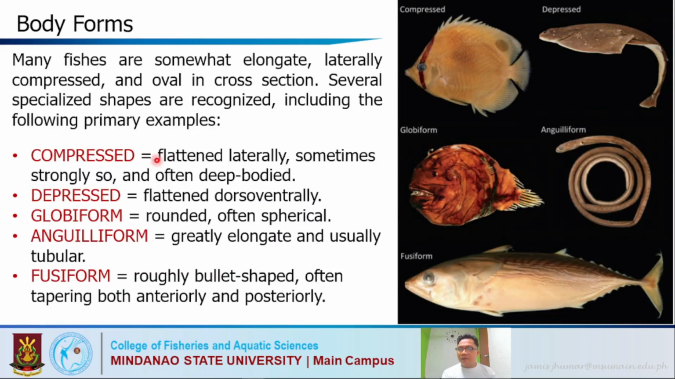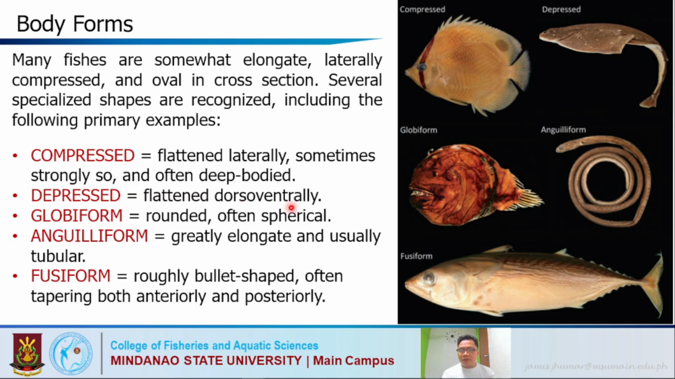And then here we have the different body forms of the fish. So we have here the compressed, the depressed, globiform, anguilliform, and fusiform. All of the fishes fall down to these five body forms. Compressed or compressiform fishes are flattened laterally, sometimes strongly, so often deep-bodied organisms. Compressed means they are flattened laterally.